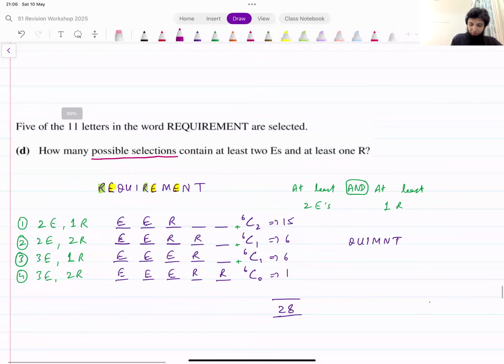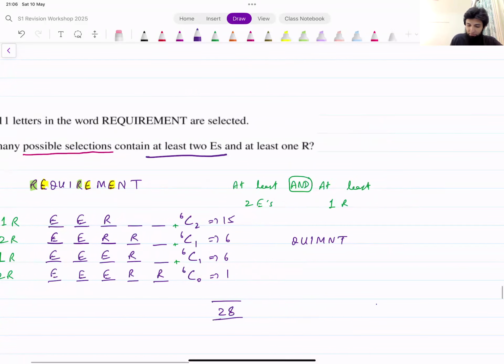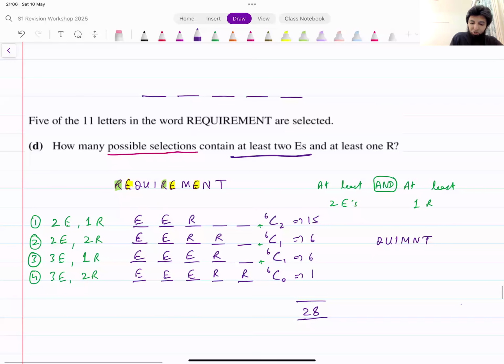Since combination does not work when you have repeated letters, in this case, the conditions are like this. They're saying there should be at least 2 E's. So we have 5 letters that we have to select, right? 1, 2, 3, 4, 5. They're saying there should be at least 2 E's. That means 2 E's have to be there no matter what. And at least 1 R has to be there.